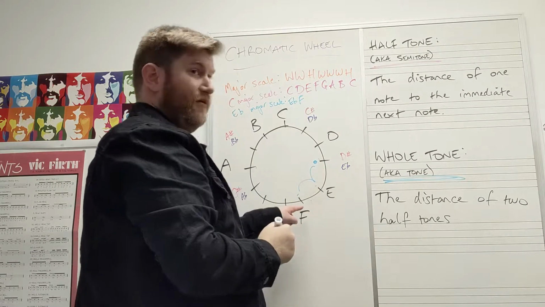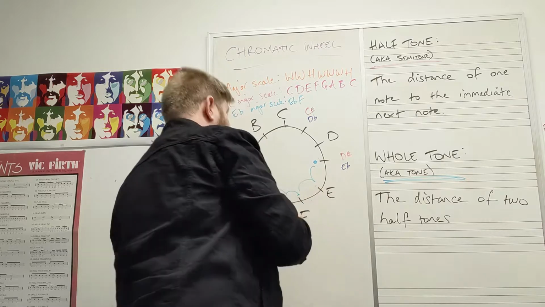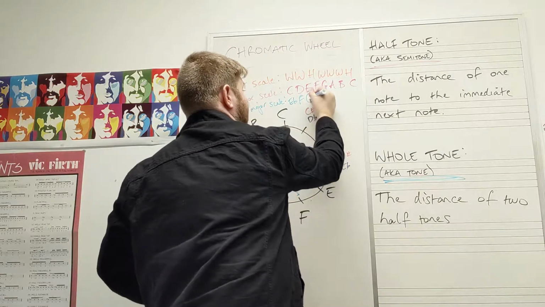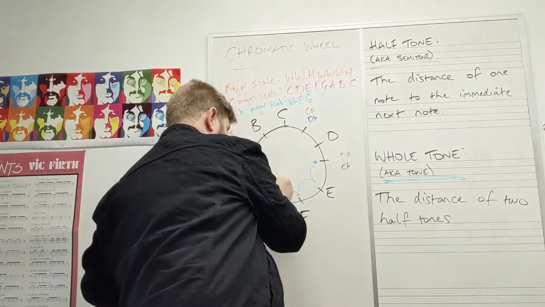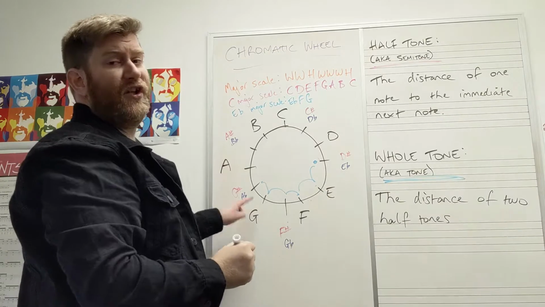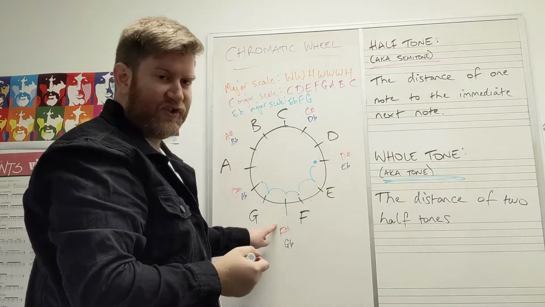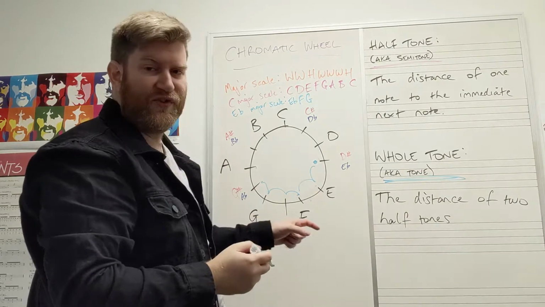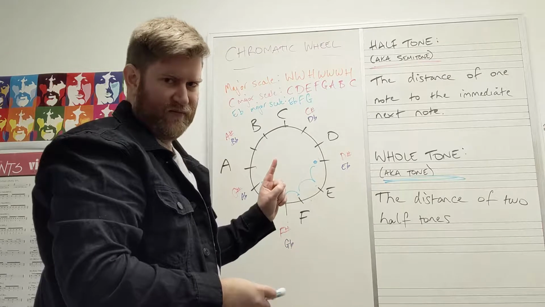From F, we do another whole tone, okay? 1, 2. We land on G, okay? From G, we've got a half tone. So we end up on A flat. Now the reason we use an A flat and not a G sharp is because we've already used the G, okay? We've already used the G note. We want to try and use every single letter of the musical alphabet once, okay?